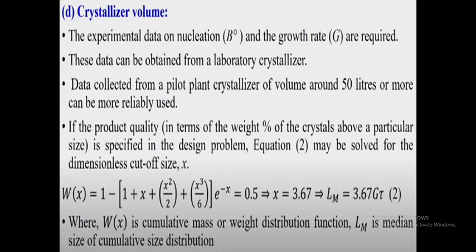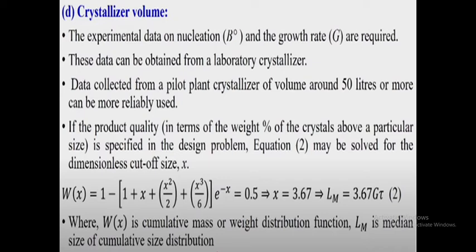Next one, crystallizer volume. Experimental data on nucleation and growth rate are required. So B0 and G are obtained from a laboratory crystallizer. Data collected from a pilot plant crystallizer of volume around 50 liters or more can be more reliably used.